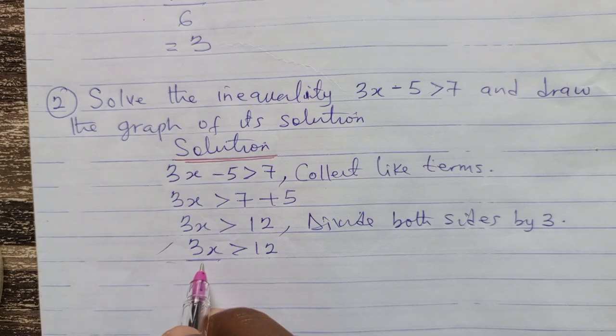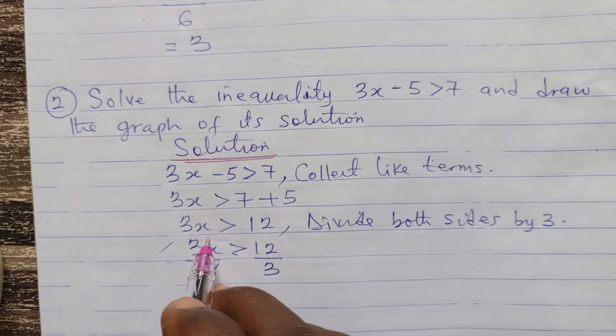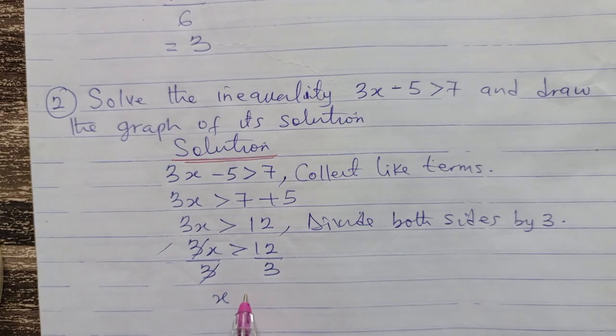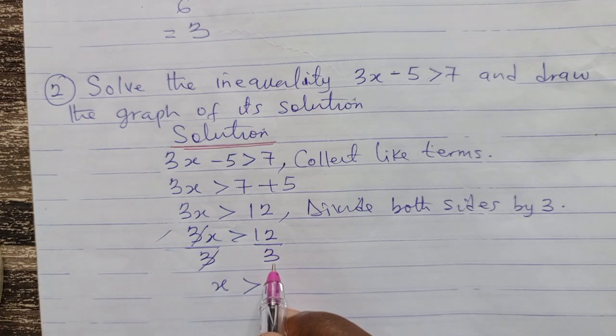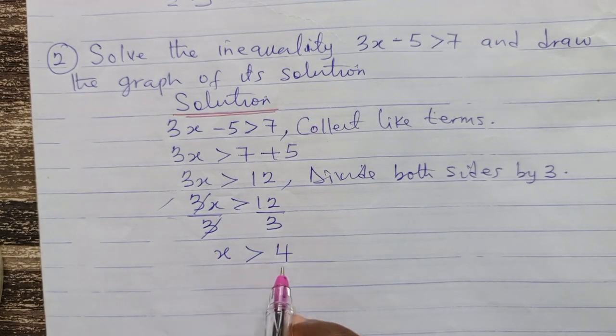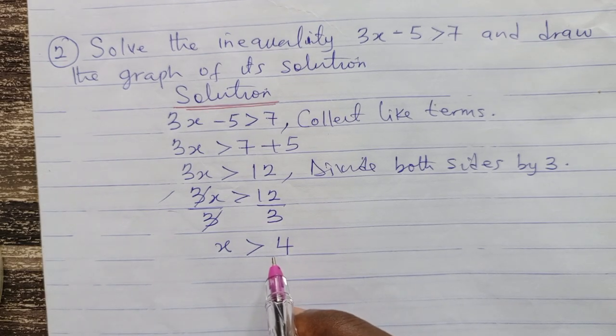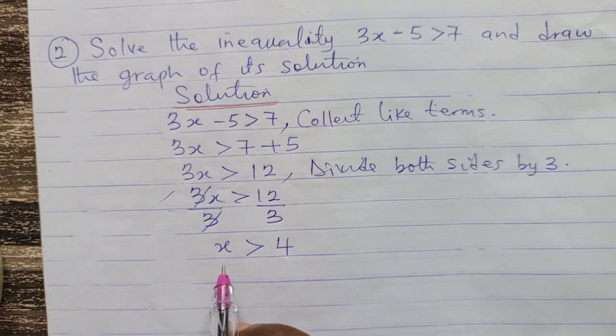So we have 3x is greater than 12, with the left hand side divided by 3, and the right hand side divided by 3. So 3 cancels 3. We have what? x is greater than 12 divided by 3, is what? Is 4. So this is our answer. So x is greater than 4. So how do we put our answer in graph form? Okay, all right, how do we draw the graph of the solution?